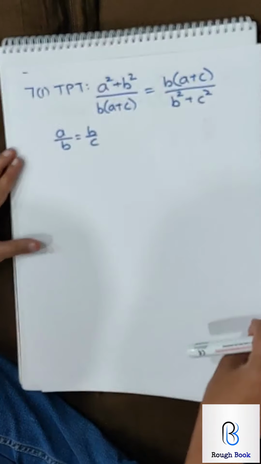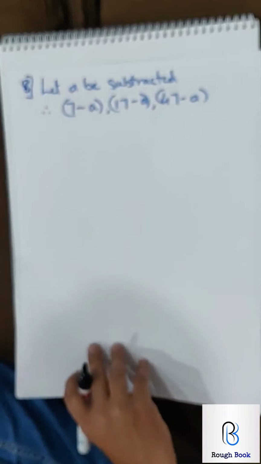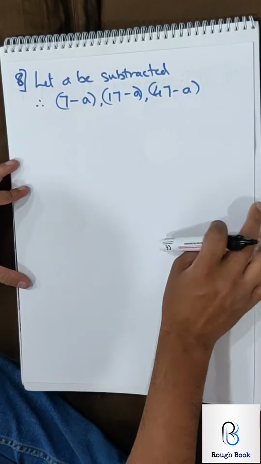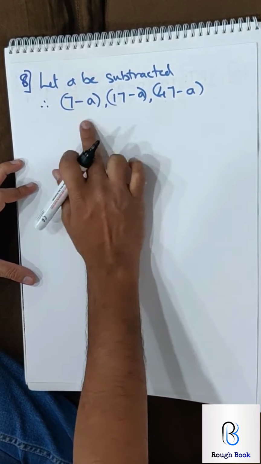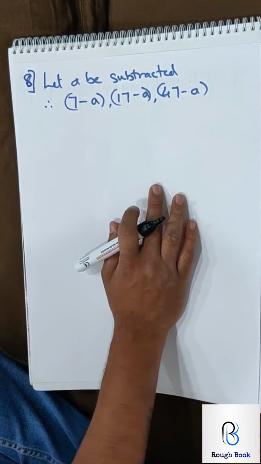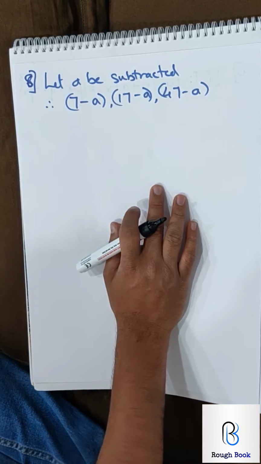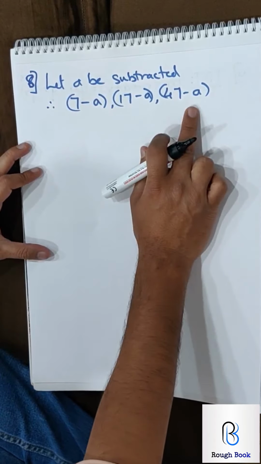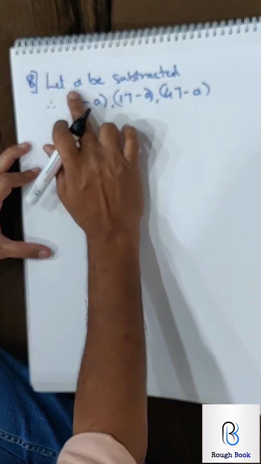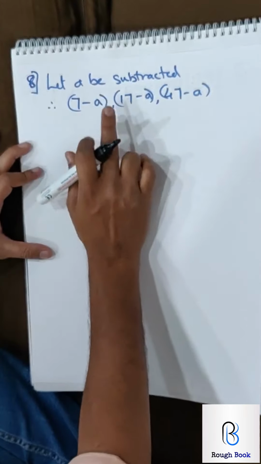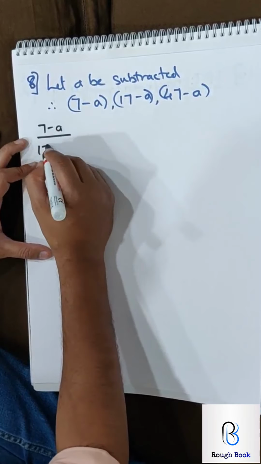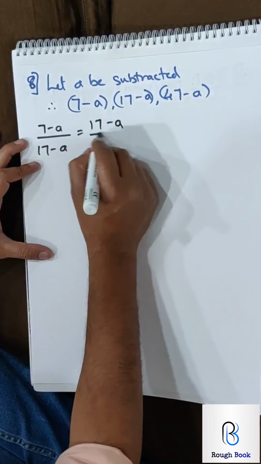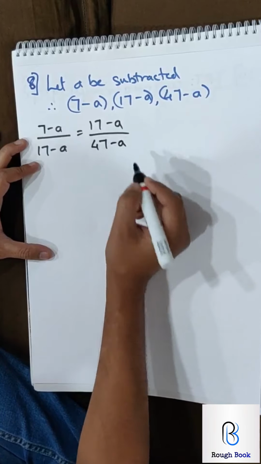Before we go to 7, I want you to go to sum number 8 first. Sum number 8 is similar to sum number 6. Sum number 8 says: what should be subtracted from 7, 17 and 47 so that they are in continued proportion? So continued proportion and 3 terms, so obviously the second one will repeat. What should be subtracted? So we said let a be subtracted and then these will be the numbers. So I will get 7 minus a upon 17 minus a. This one will repeat itself and 47 minus a.